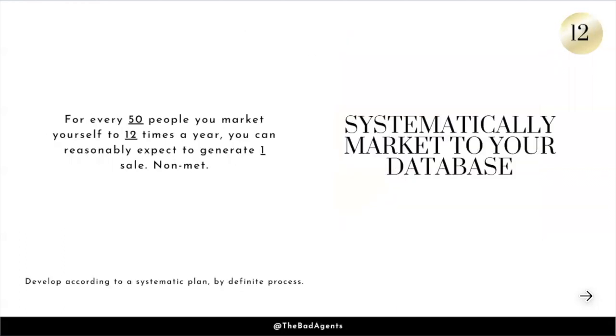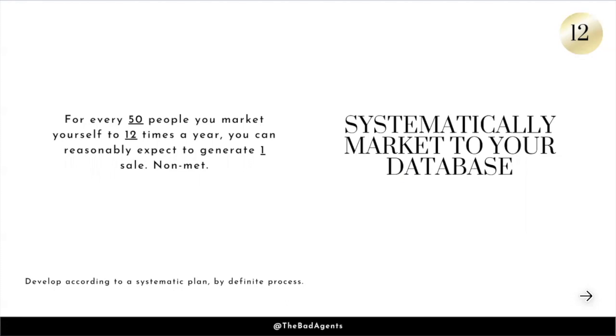Okay. So remember, for every people you market yourself to 12 times in a year, you can reasonably expect to generate 1 sale. This is for people you have not met. Okay. Just remember that. So for every 50 people in your market, so if you're farming a community, you just decide to market and farm to do the 12 direct touches to 100 people in a community, and you do it 12 times, you can expect to generate 1 sale. So remember that. So when you're farming, your ROI, that return on investment, is probably going to be just 1 sale.